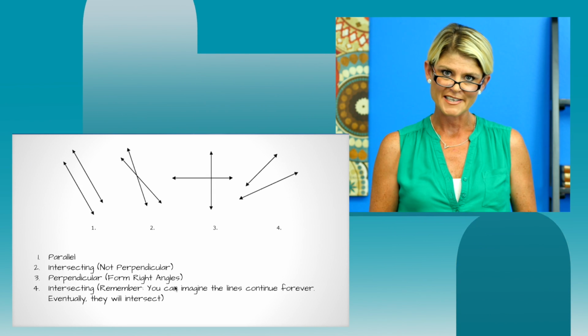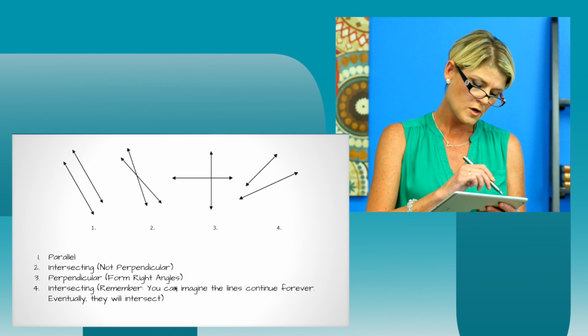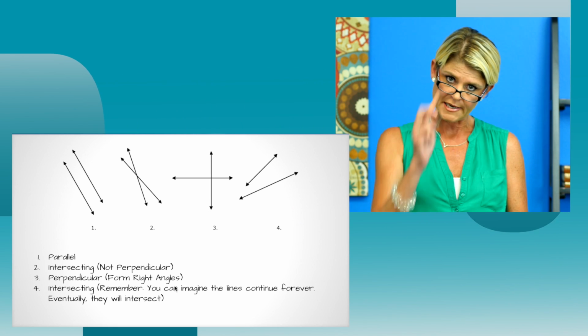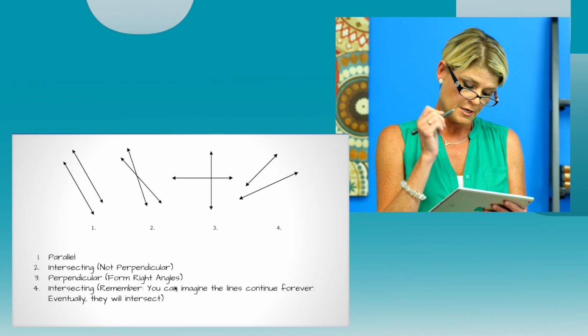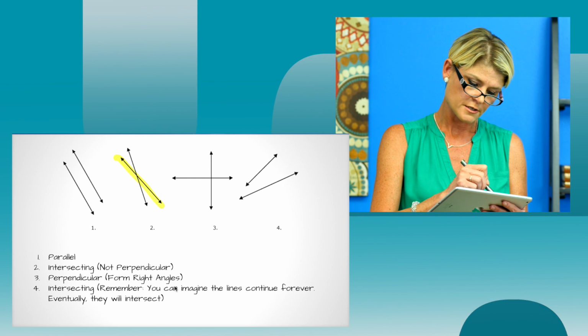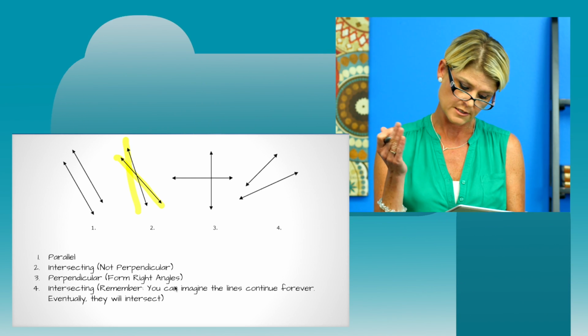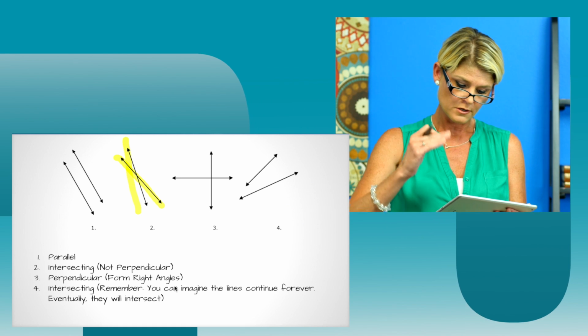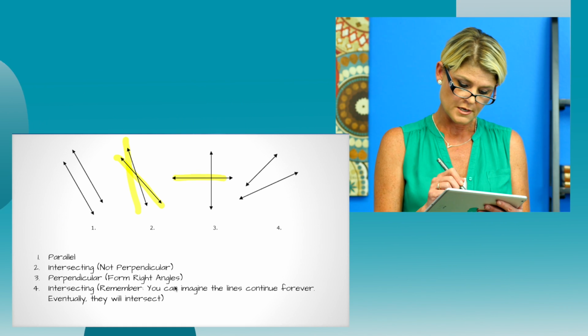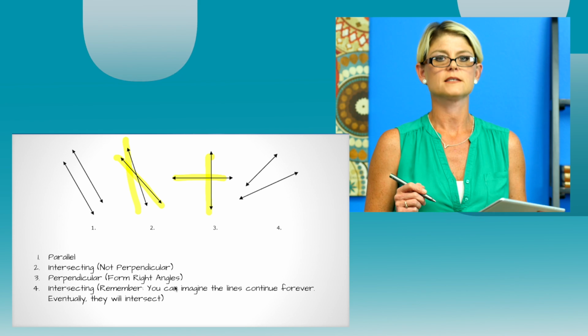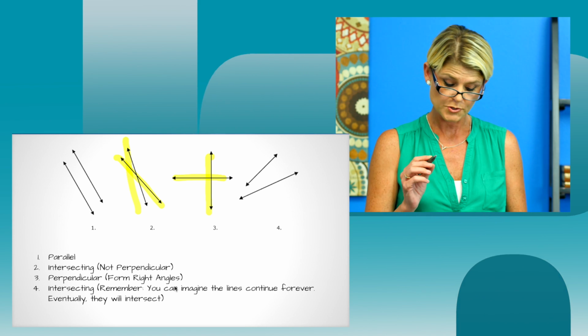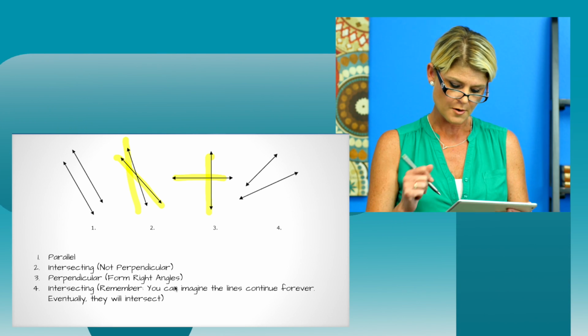All right, everyone, how did you do? Let's take a look. Number 1, parallel. They're right next to each other in a row of 2. Number 2, intersecting. They are not perpendicular. They're just intersecting. They're not making a 90-degree angle. But look at number 3. Do you think that might be perpendicular? Yes, it is. It doesn't have the box there, but yes, those two lines are perpendicular. They make a right angle.